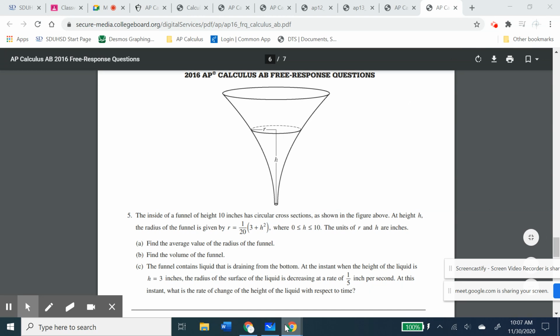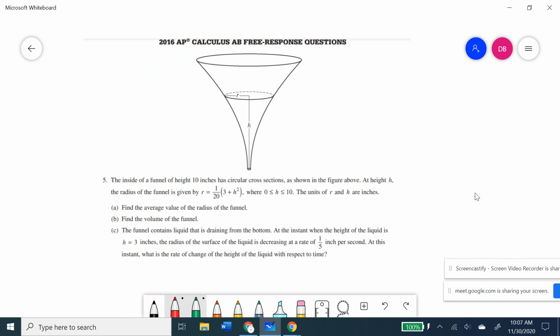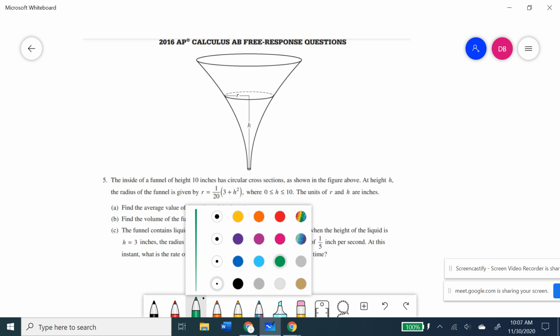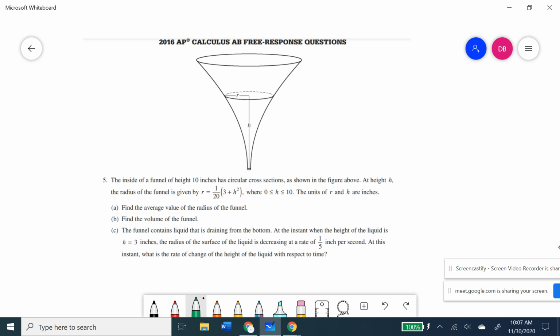Stuck with these little things in the way. All right. So 2016, number 5. Part A is asking for the average value. That is a very, very important phrase. The word average, if you see that show up, stop and figure out, is it average rate of change, average value?